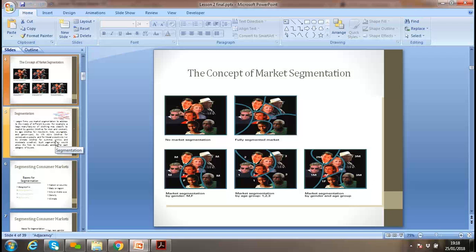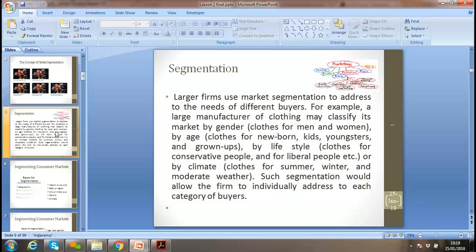So in today's lesson, first we are going to discuss the concept of market segmentation. Segmentation means dividing the total market into small elements and designing your product to meet the needs of different segments of the population. It's very difficult to reach every individual, so we need to target our market segments. Large firms use market segmentation to address the needs of different buyers. For example, a large clothing manufacturer may classify its market by gender, for men and women, by age, and by lifestyle.